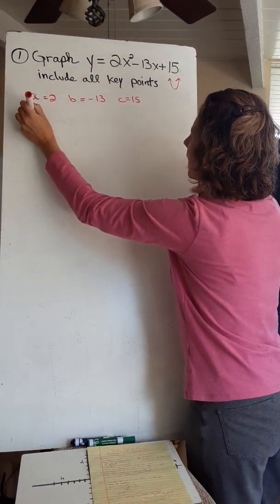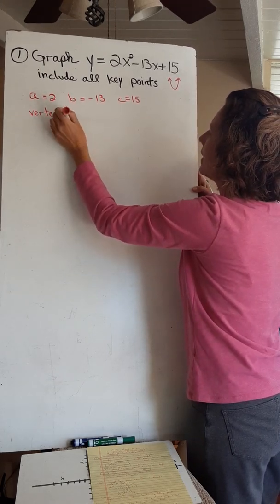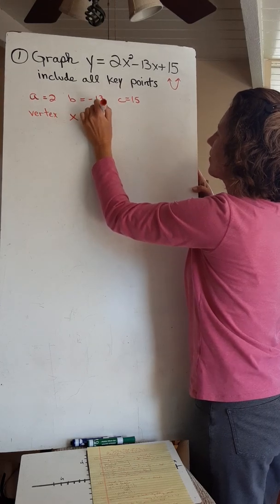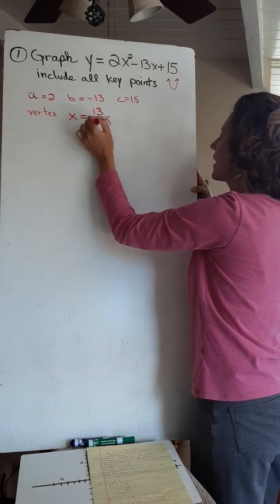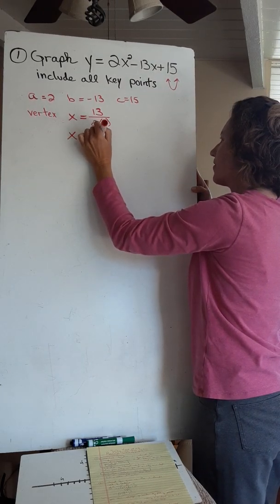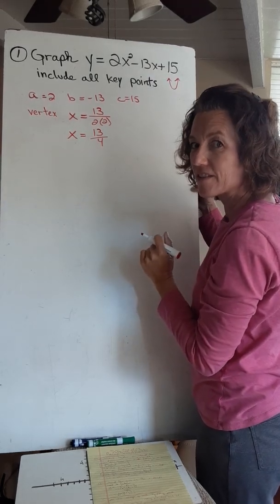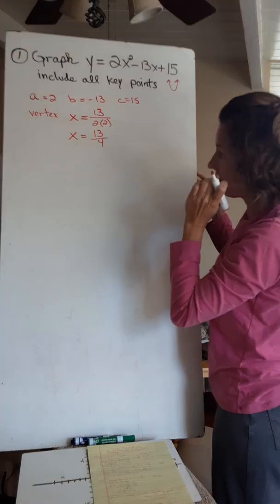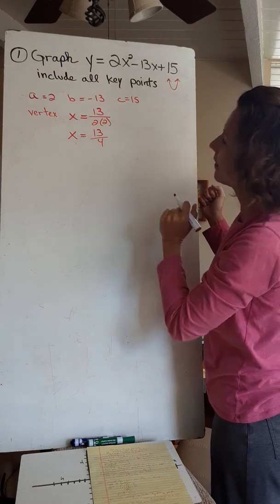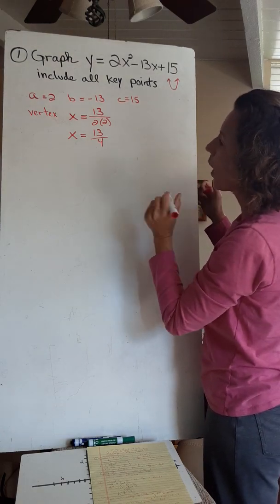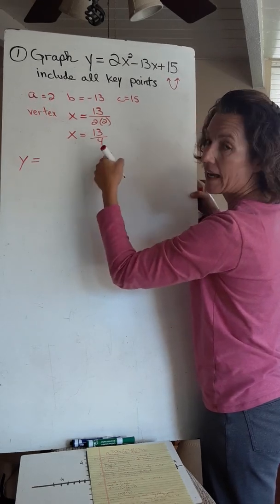So for our vertex, negative B, so the opposite of B is positive 13 over 2A. So we get 13 over 4, which is fine. We have lots of fractions as our answers all the time. There are a lot more fractions than there are whole numbers or integers, so it's perfectly fine to get a fraction. To get y, we can convert this to a decimal.